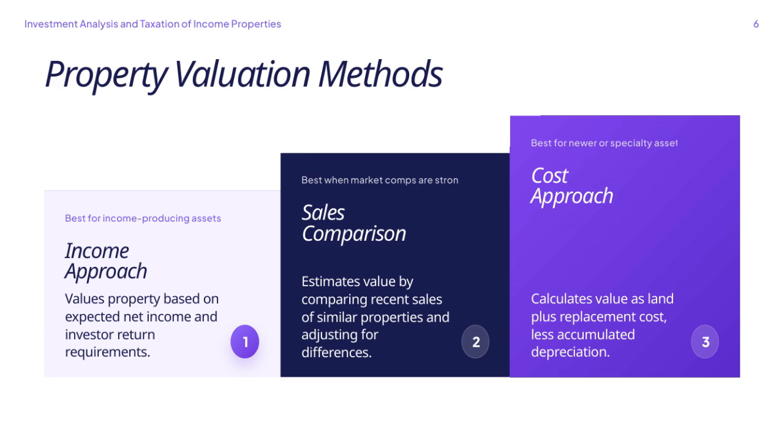Lastly, we have the cost approach. This calculates a property's value by adding the land value to the replacement cost of the building, then subtracting any accumulated depreciation. This method works best for newer properties or specialized assets where comparable sales might be limited. Each approach serves different situations, and understanding when to apply each is crucial for accurate property valuation.